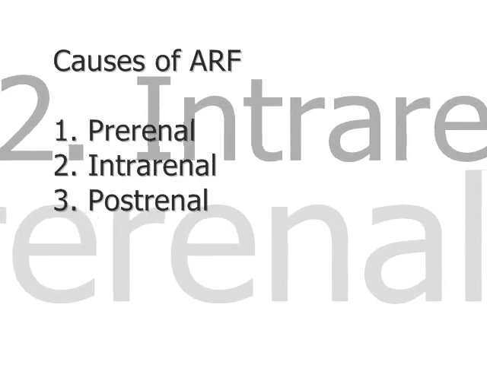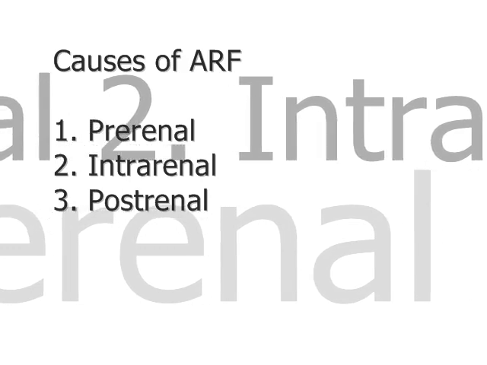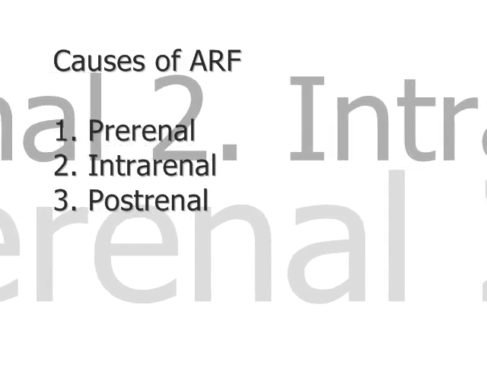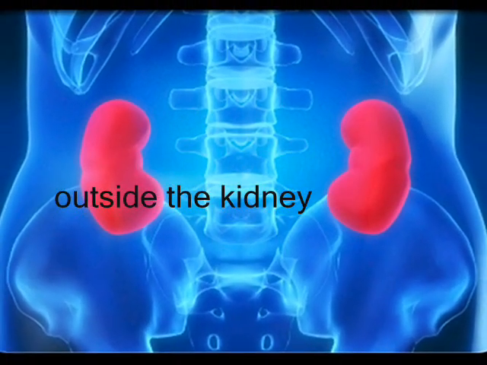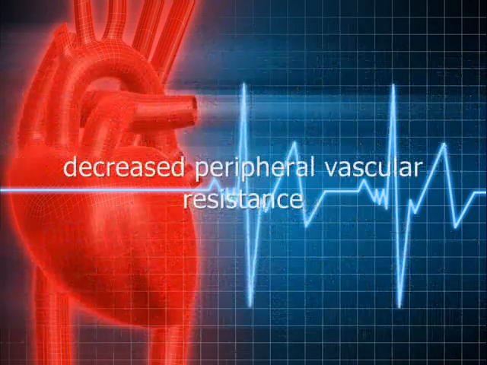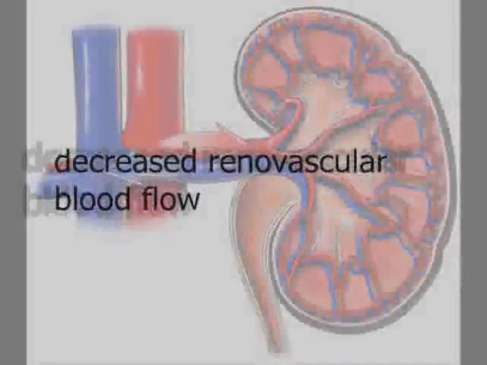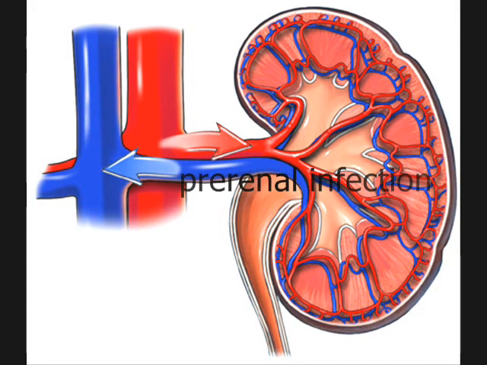There are three causes of acute renal failure. First, pre-renal; second, intrarenal; and third, post-renal. Pre-renal ARF is characterized by inadequate blood circulation, perfusion to the kidneys. It includes causes outside the kidney, such as intravascular volume depletion, dehydration, decreased cardiac output, decreased peripheral vascular resistance, decreased renovascular blood flow, and perirenal infection or obstruction.